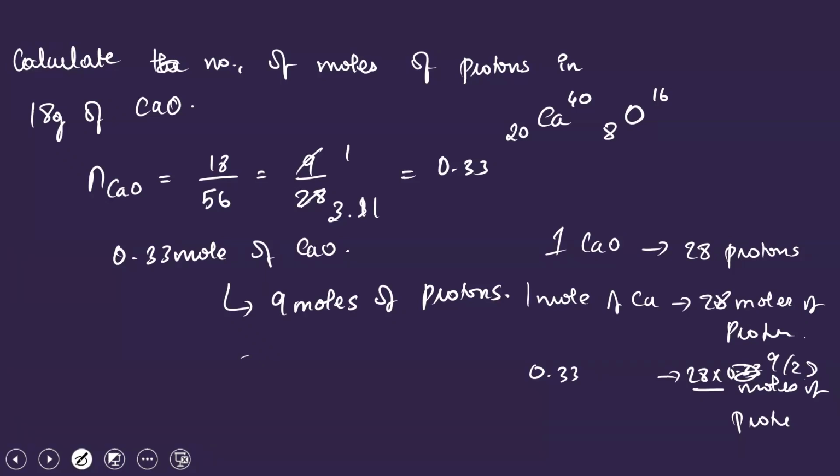So in 1 calcium oxide I have 28 protons. So in 1 mole of calcium oxide I will have 28 moles of protons. Is that clear? Is that clear to Ananya and Aravinder? So in 0.33 moles you will have 28 into 0.33, which is 9. That is the answer that you got. Clear? Yes? Balaji, clear? Okay.